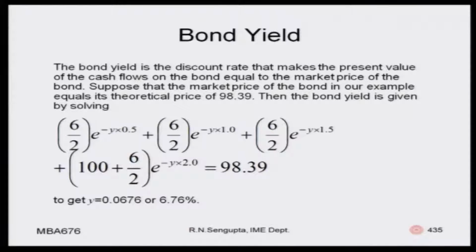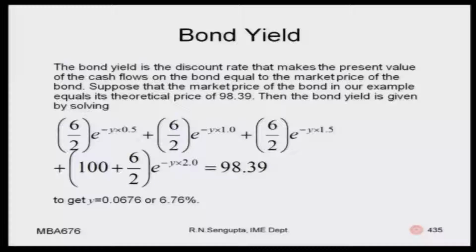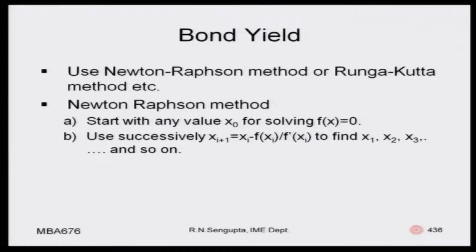Based on that, you can find out the bond yield as 6.75. Remember one thing: the higher the bond yield, the lesser the value on the right hand side, and the lower the bond yield, the more the value on the right hand side. So, the yield comes out to be 6.76% per annum continuously compounded. There are different methods, such as the Newton-Raphson method, the Runge-Kutta method, and other iterative methods. Using these, you can find out the bond yield as done in our example.